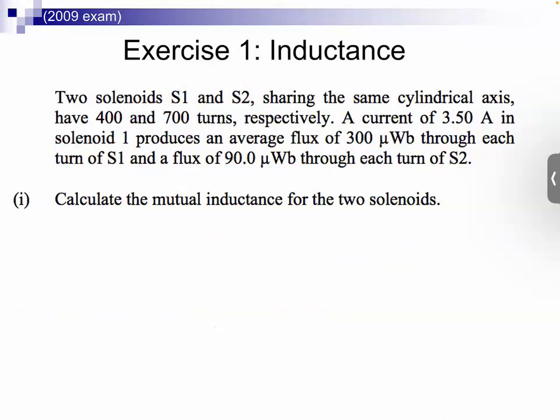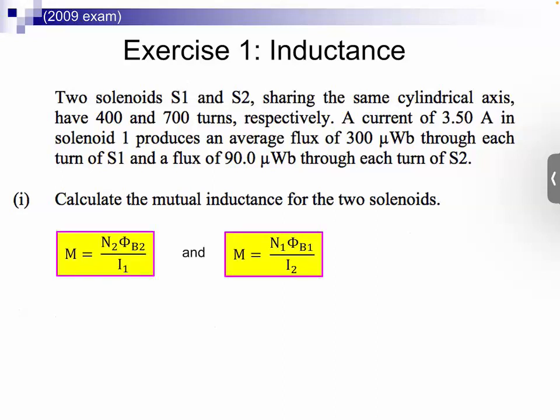Right, let's look at the first question. Mutual inductance is whenever you have two coils that are close to each other, whether they are concentric, meaning they share an axis, or just side by side. They will affect each other according to their mutual inductance. So that's what we want to calculate. Mutual inductance is defined by these two equations. It depends on the magnetic flux.